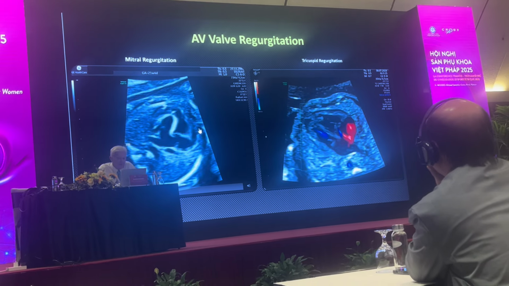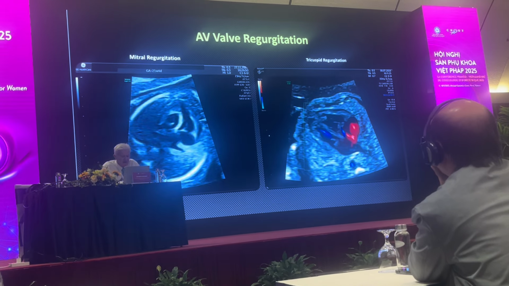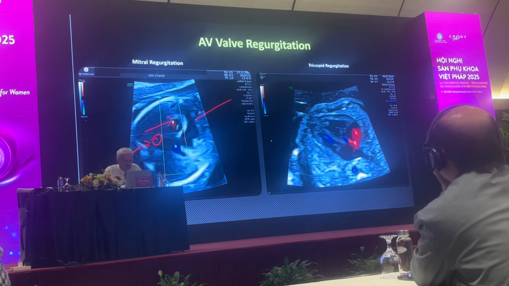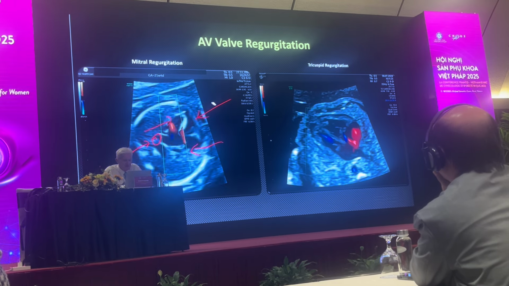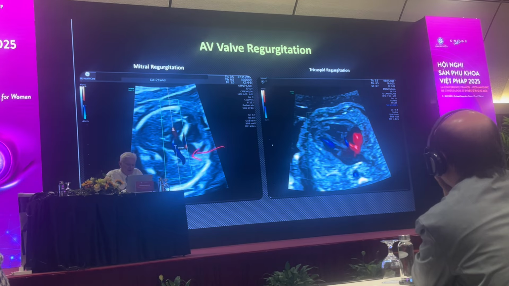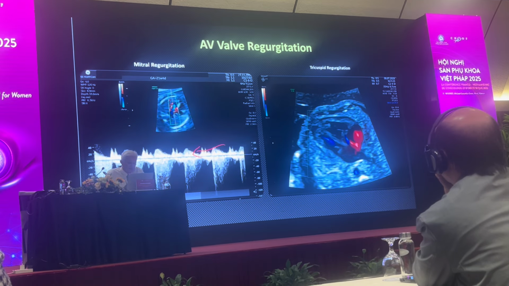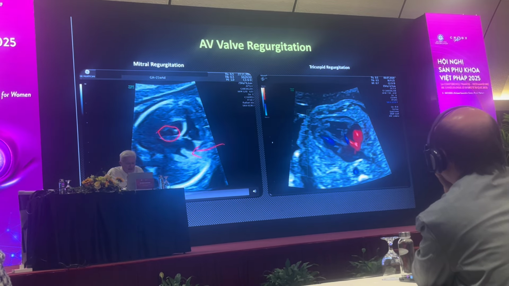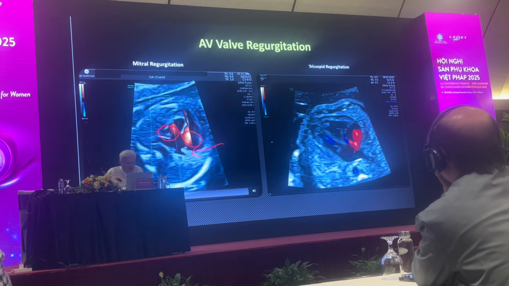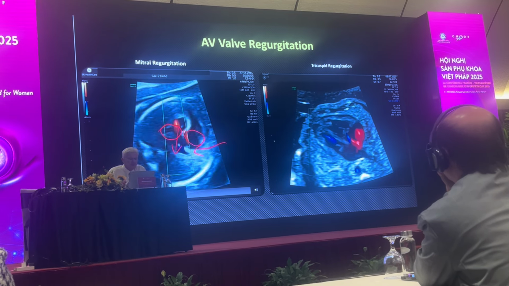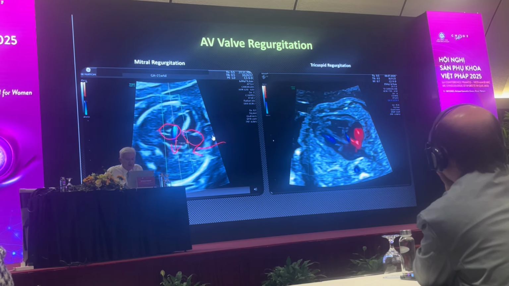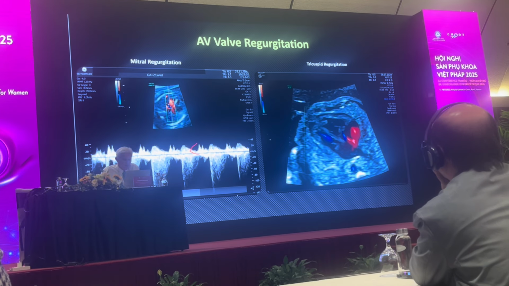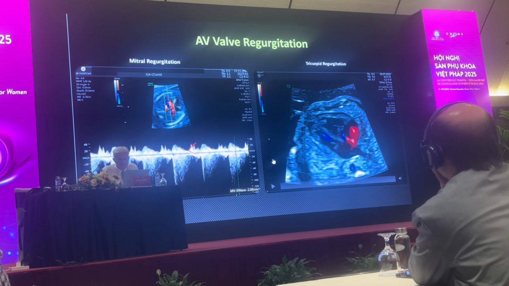In this case, the baby with a four-chamber view of the heart: this is the descending aorta, left ventricle, right atrium. When you look at the ventricle, you can see there is fibroelastosis. But when you look at the mitral valve and you turn on color, you will see that there is a regurgitant jet that is hitting the roof of the atrium. This is a typical finding of aortic stenosis, critical aortic stenosis.